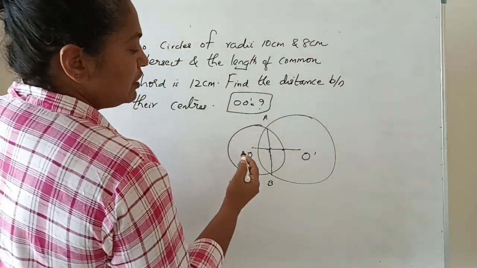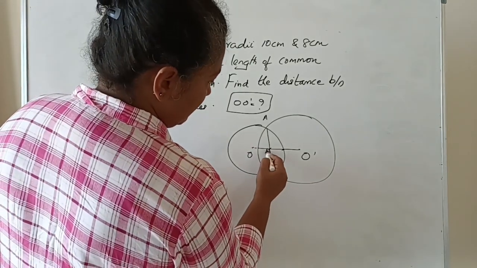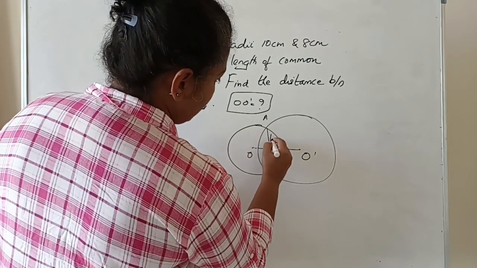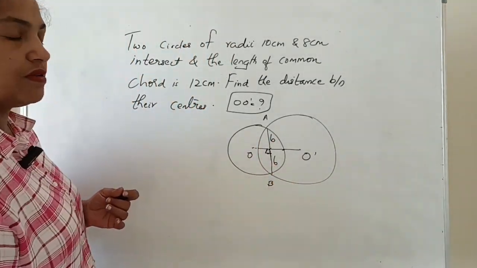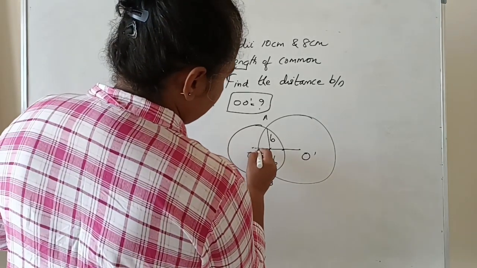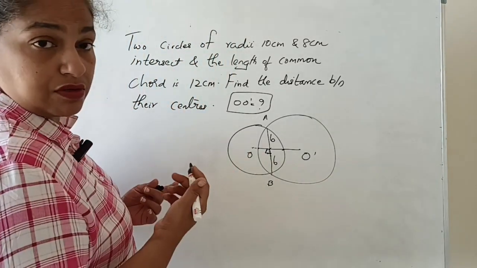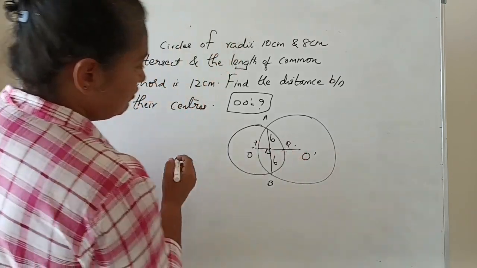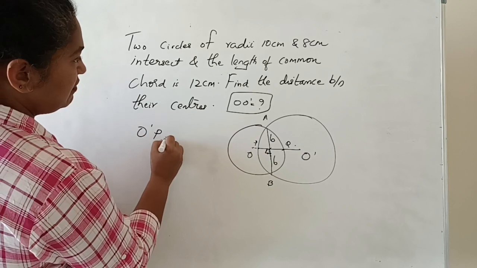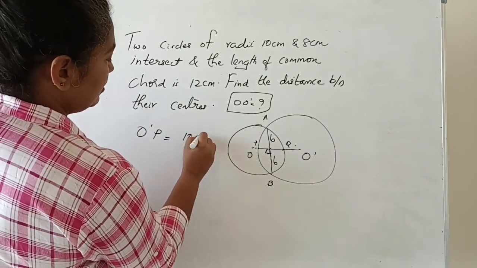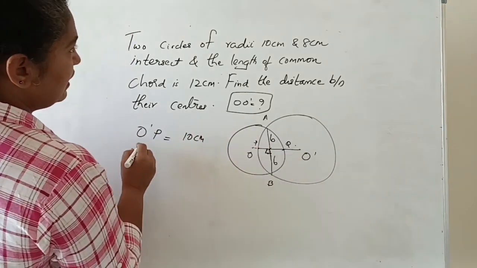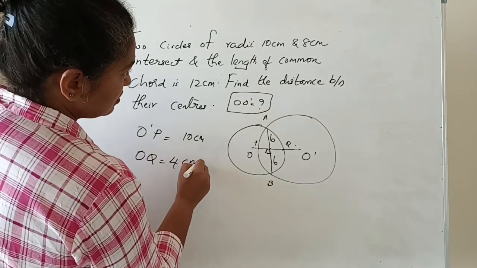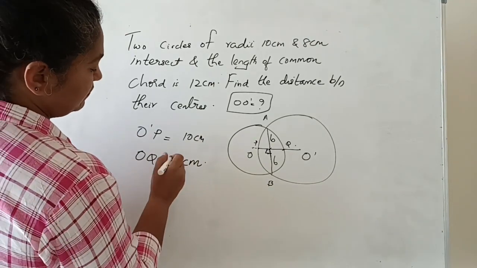AB is a common chord. We know that the line joining the centers is perpendicular to the common chord. So the common chord is 12 centimeters means this part is 6 centimeters and this part is 6 centimeters. Let us call this point P and this Q. We know that O dash P is equal to 10 centimeters because it is a radius of the bigger circle, and OQ is equal to 8 centimeters.